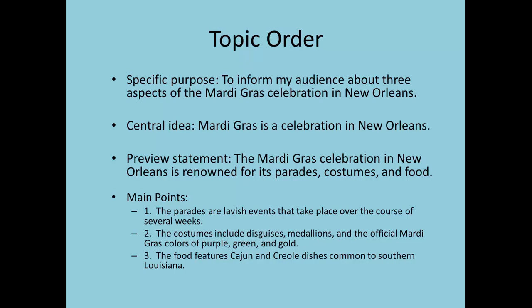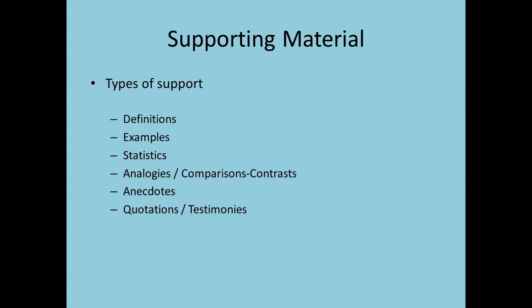Now what you see here in terms of the body, which is our focus at the moment, is that each of my main points has what's called a topic sentence to give an overview of what each main point is going to be. I will give multiple forms of support under each of those main points to help my audience visualize the main point itself. We have different types of supporting material. We have definitions, examples, statistics, analogies and comparisons, contrasts, anecdotes, quotations, and testimony.